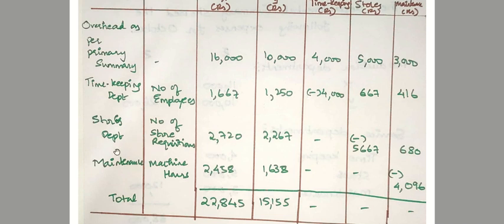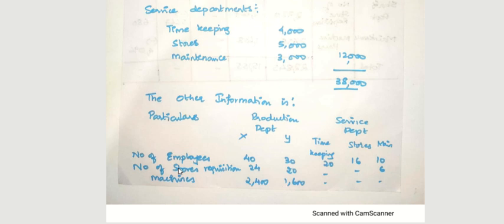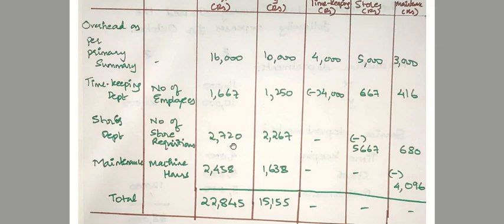So the next expense is what? Stores department. The stores department is apportioned based on number of stores requisitions, and is apportioned to the production departments X, Y and the service department maintenance. So 24:20:6. So 2,724. Basically your stores department expenses are 5,667, your 5,000 plus your apportionment from the timekeeping department, 667. So your 5,667 is apportioned to 3 departments, which are A, B and the maintenance department. You will get 2,720, 2,267 and 680.